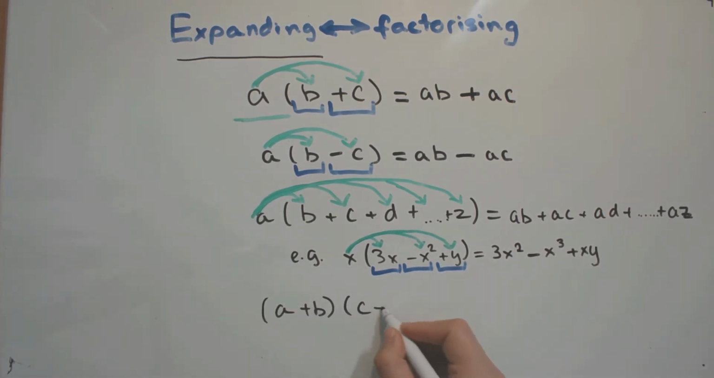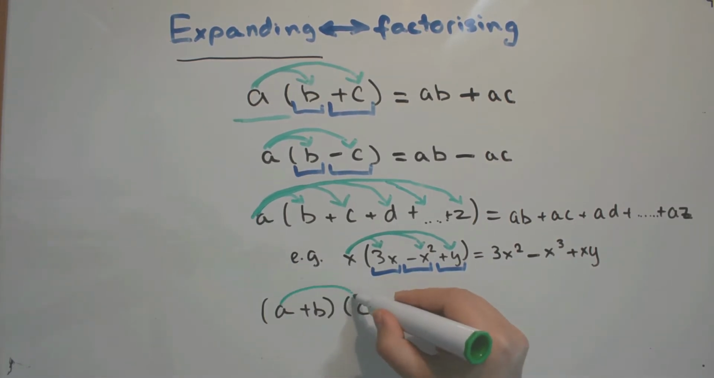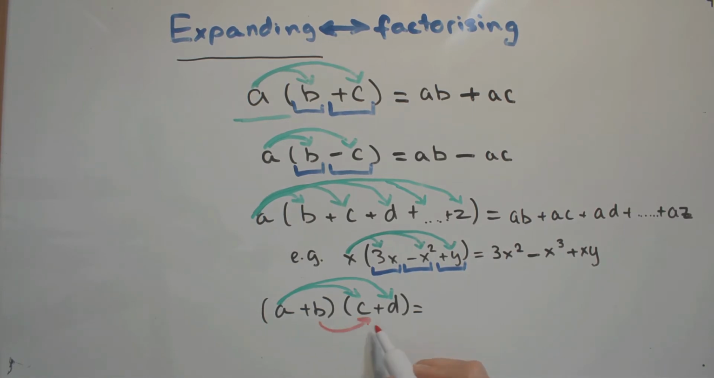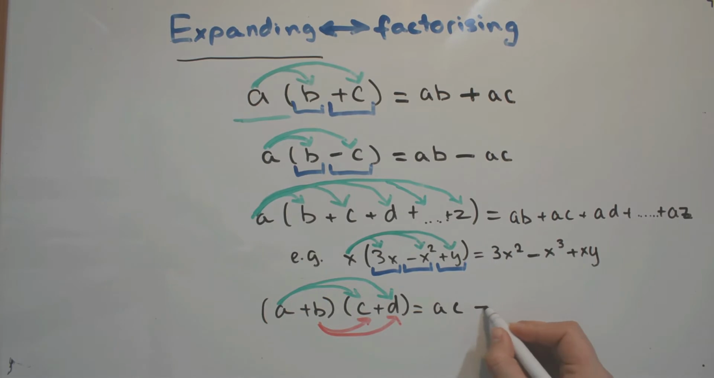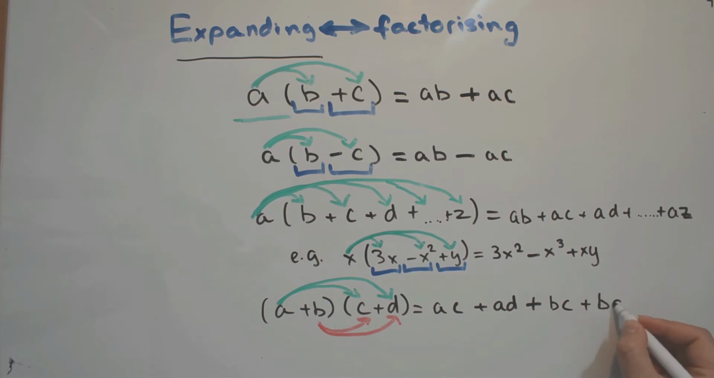Next example we have two brackets now, so you have a plus b, and second bracket is c plus d. All you need to do is take the first bracket and times each element of it by every element of the second bracket. As you can see, I highlighted in green what I'm timesing a by, and then in red what I'm timesing b by.